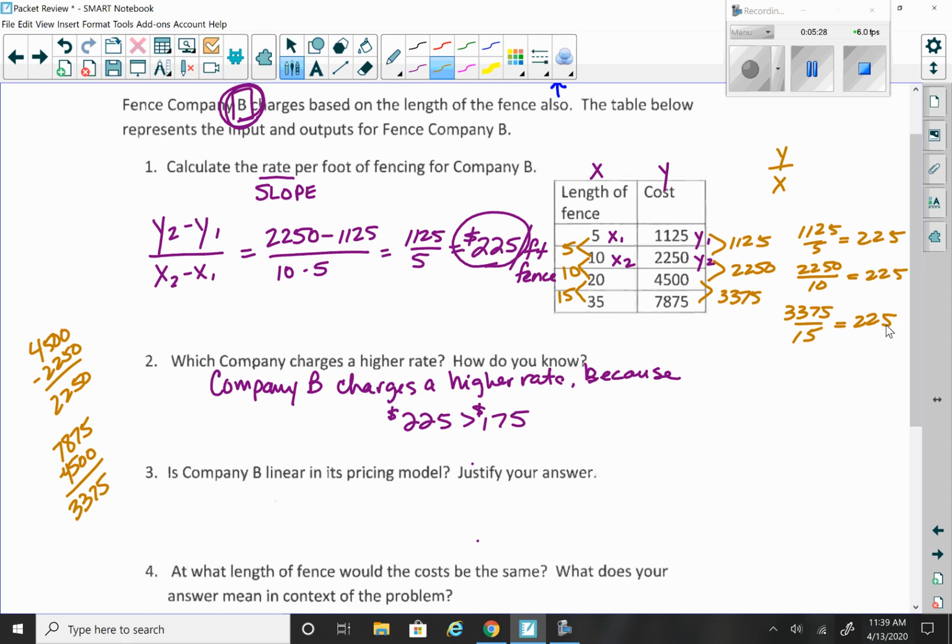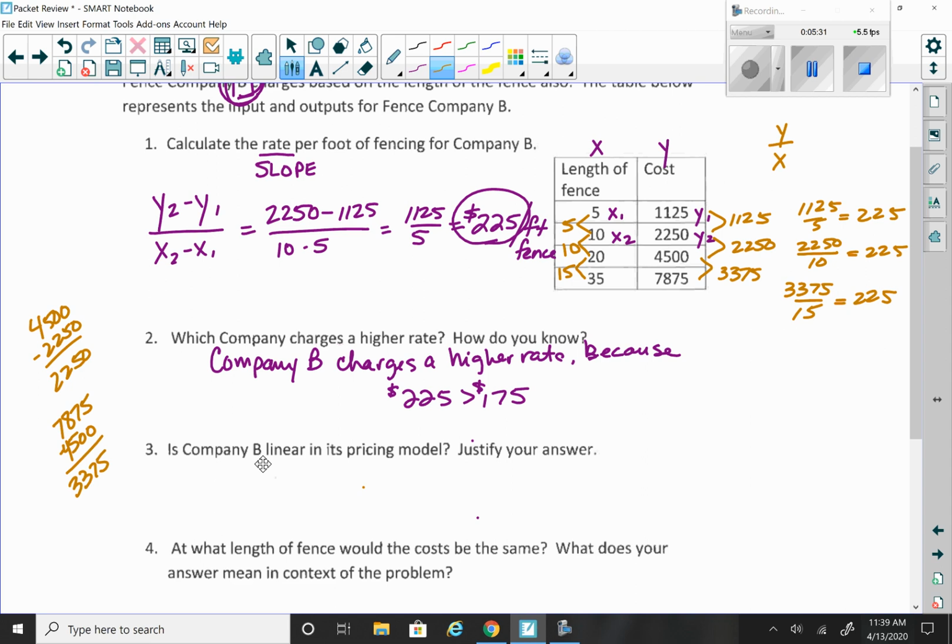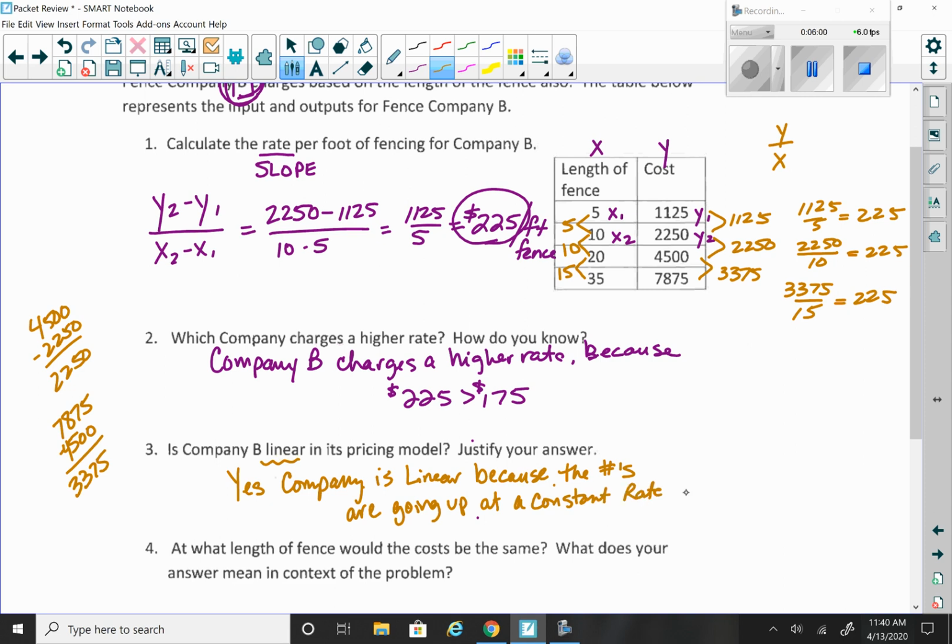So we can see that it keeps going up at a constant rate. So is it linear in its pricing model? We're going to say yes, company B is linear. Because it says to justify my answer, I'll say because the numbers are going up at a constant rate of 225 per foot of fencing. Every time you buy another foot of fencing, it's going to keep going up $225.